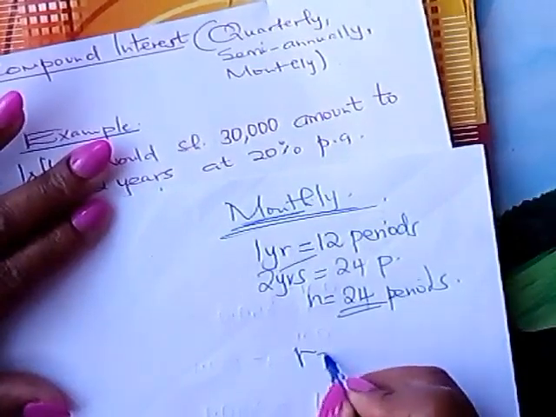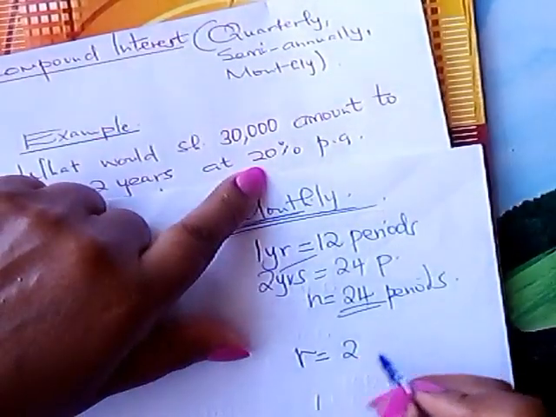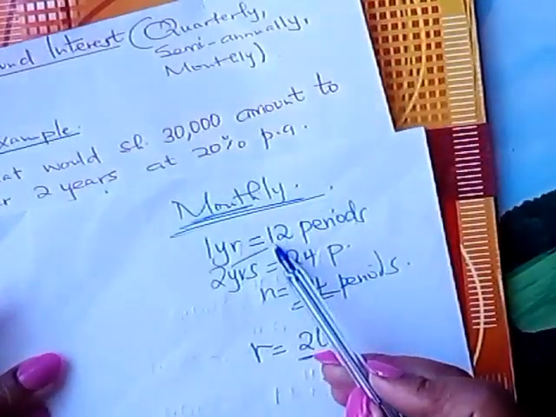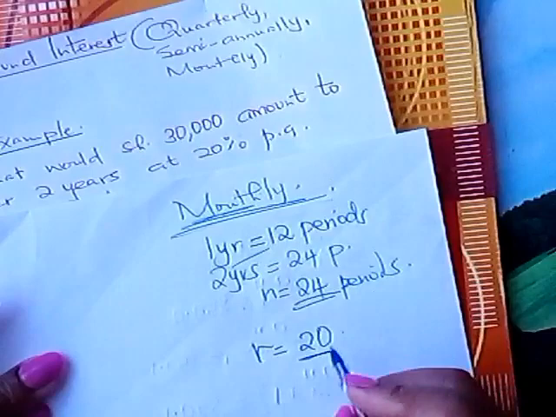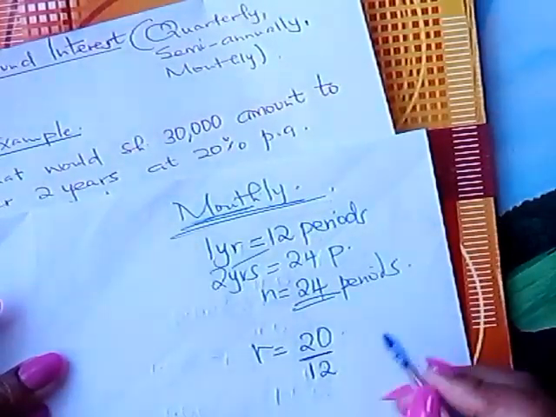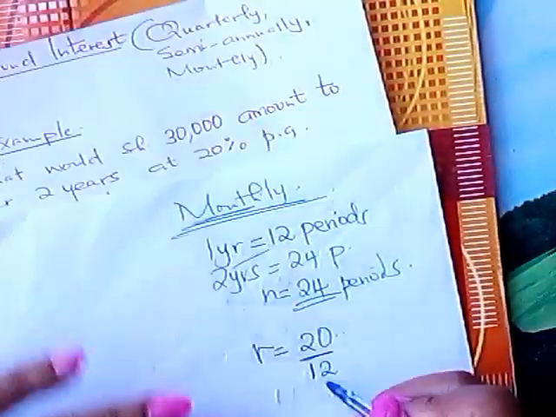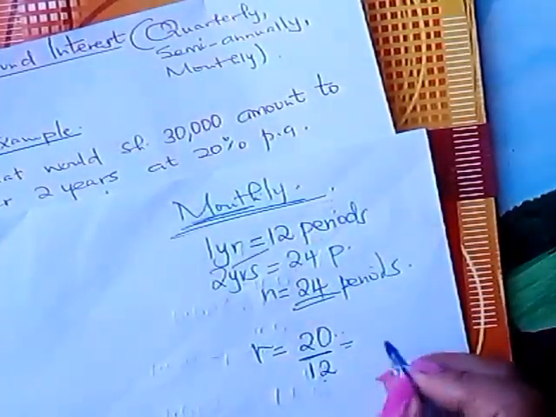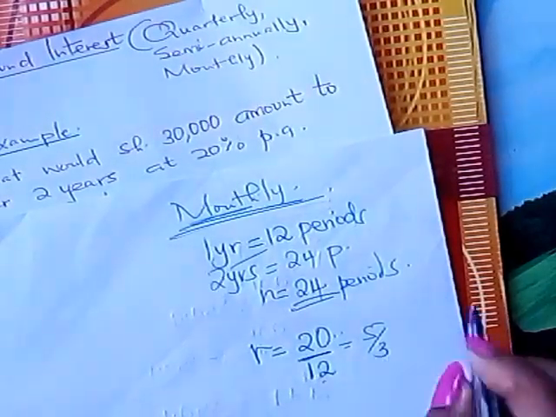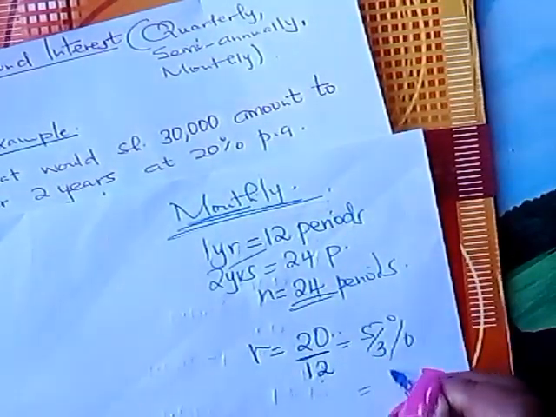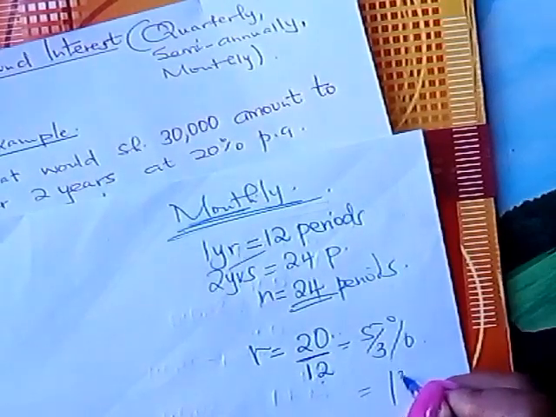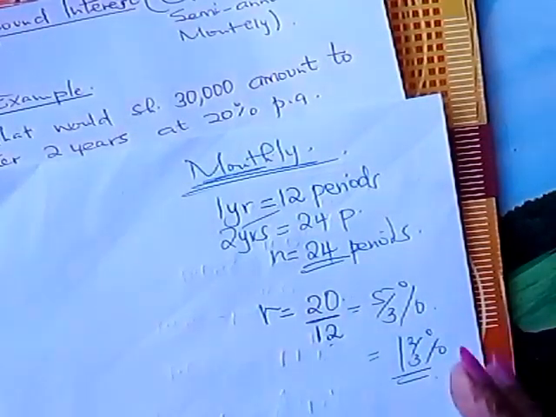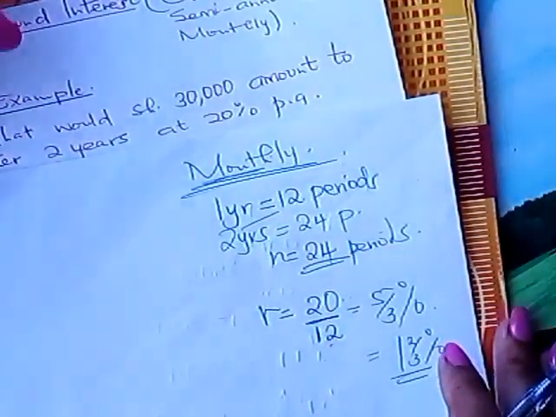What about your rate, Lana? Your rate was 20% per annum, per year, but now 1 year is divided into 12 periods. So what is the rate per period? Divide by 12. 20% per annum divided by 12 periods to get the rate per period, and when you simplify this, you should get around 5/3%, which you can write as 1 2/3%. This is our new rate. You then go and fix it in the compound interest formula, and you get your amount.